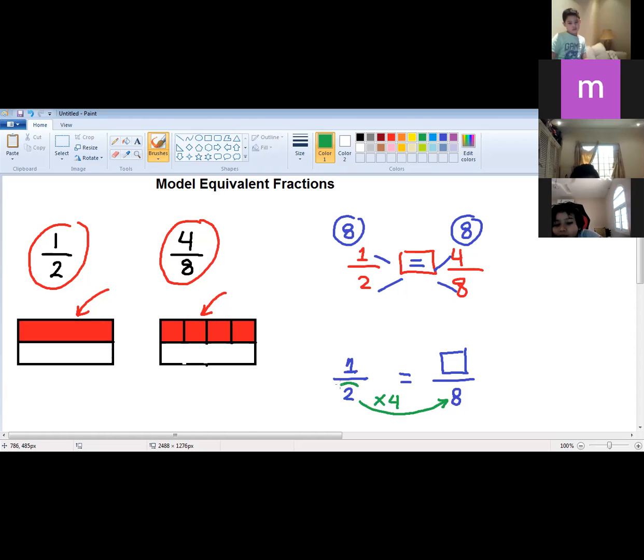So if you multiply this 2 by 4, you have to multiply 1 as well by 4, because they are friends. 1 and 2, they are friends. What is 1 times 4? 1 times 4 equals 4. Look, 4/8 again. So this is how to model equivalent fractions. So 1/2 is exactly the same as 4/8.